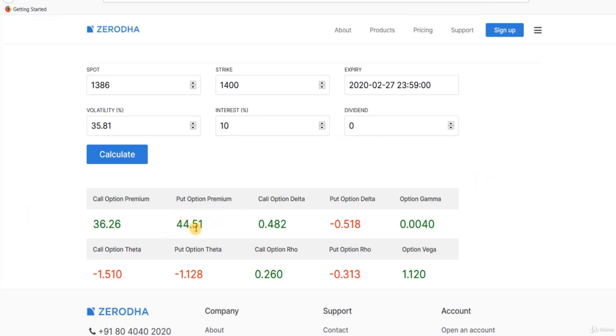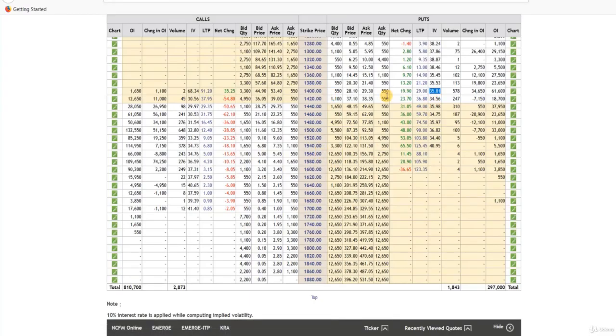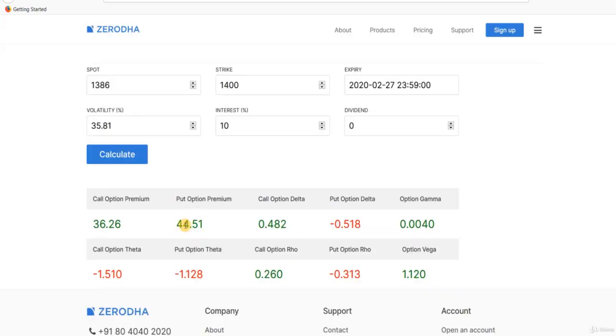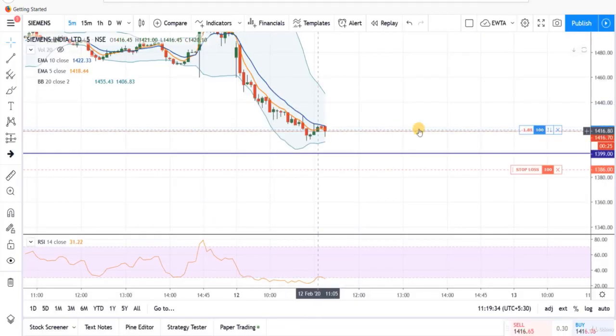But this value is with respect to this IV. In options chain, currently IV is this. It changes regularly. That's why this stop loss level will be valid for intraday trading only. And in this way, we can also calculate our target level with respect to price chart.